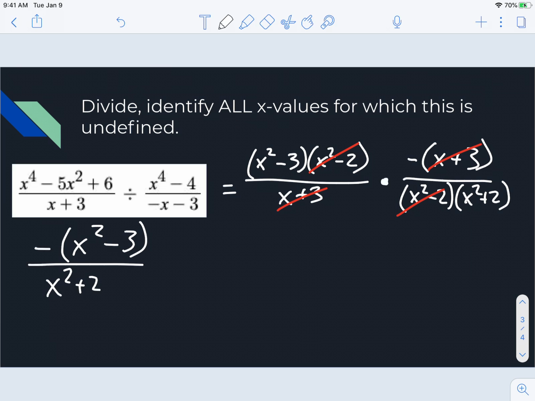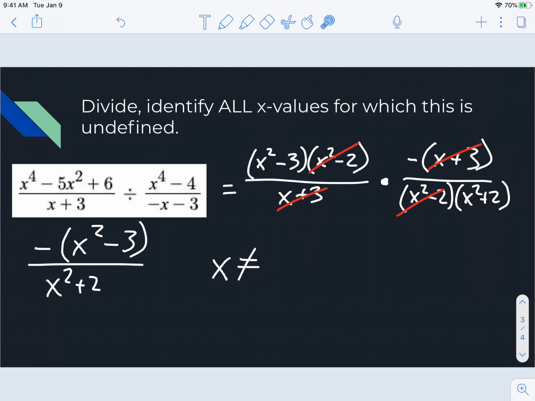Now, when it comes to the domain restrictions, this is where it gets a little bit interesting, because if I'm dividing by a fraction, not only will this be undefined if the bottom of the fraction is 0, but it'll also be undefined if the top of the fraction is 0. So bear with me here and let me explain this. This fraction over here, right? This part of this expression is undefined if this is equal to 0, the denominator, okay?